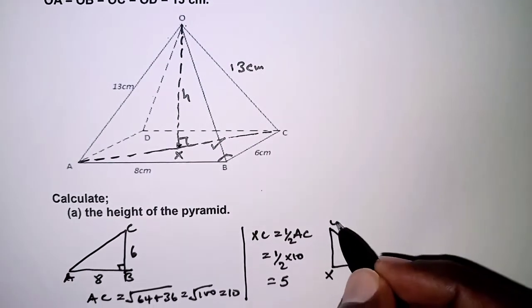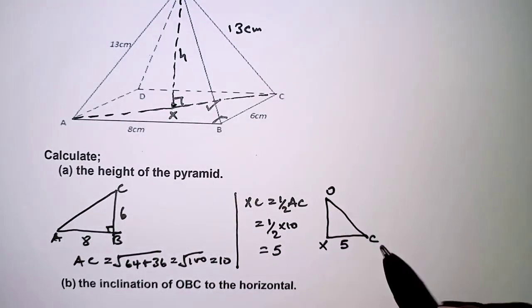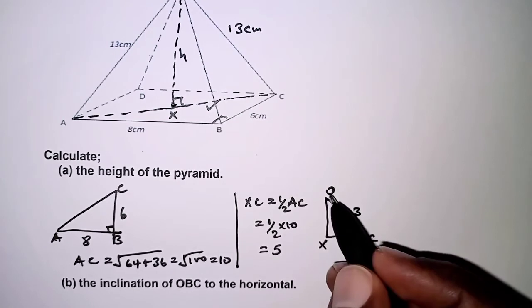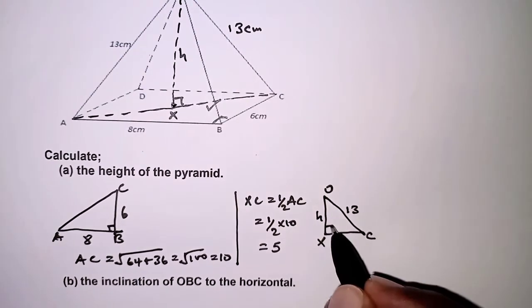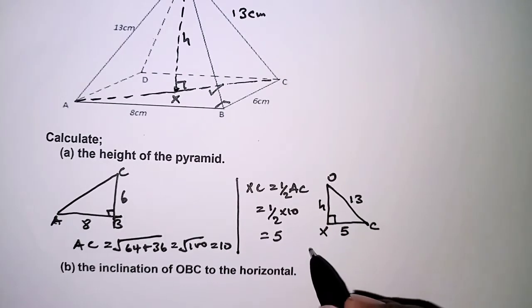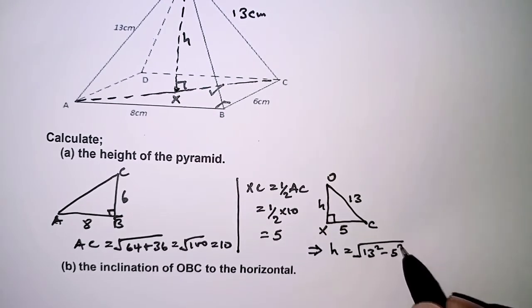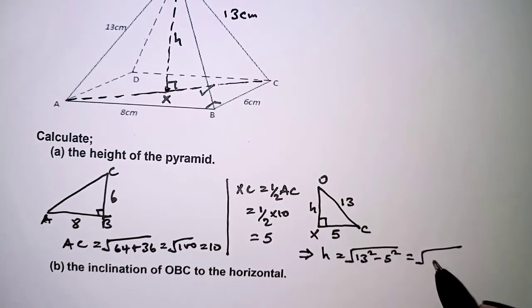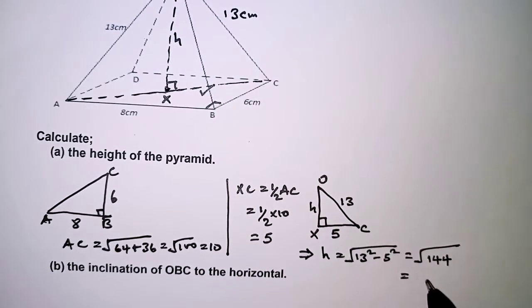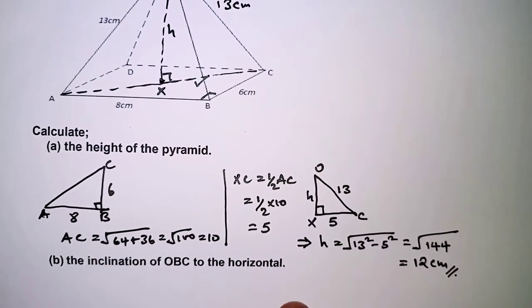Here we have X, here O, and here C. Already we know XC is 5 centimeters, and we know the slant height OC as 13. Therefore, OX, which is the height we're looking for, we can obtain using Pythagoras Theorem. Remember, at X we have the angle 90. So the height is the square root of hypotenuse squared, that is 13 squared, minus the base squared. That is the square root of 169 minus 25, which is the square root of 144, and that gives us 12 centimeters. So the height of the pyramid is 12 centimeters.